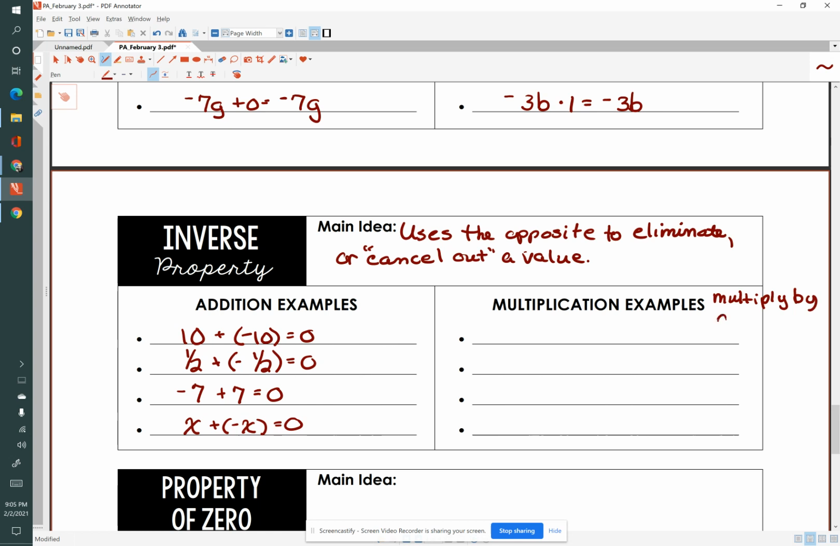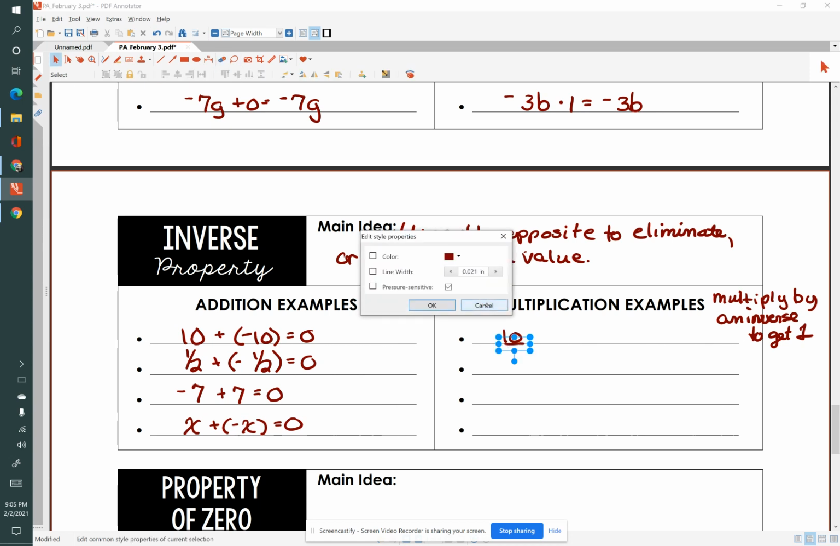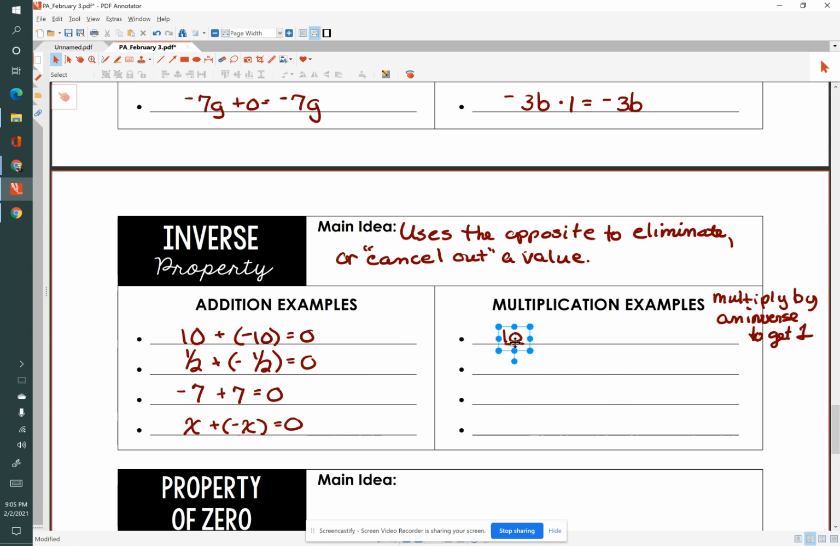Multiply by an inverse to get 1. So for example, 10 can be thought of as 10 over 1, okay? So we're just going to call it 10. The opposite or the inverse of 10 would be 1/10. So 10 multiplied by 1/10 equals 1.